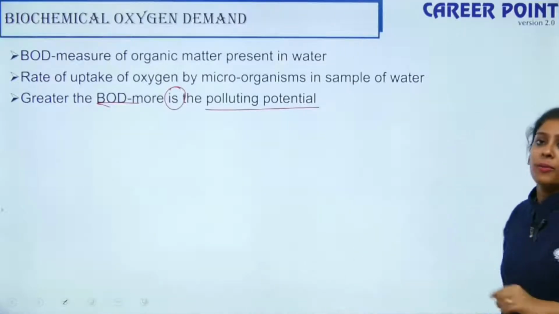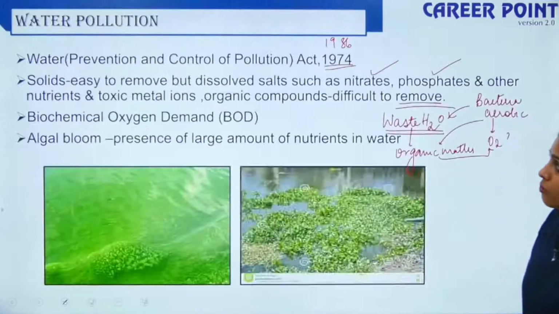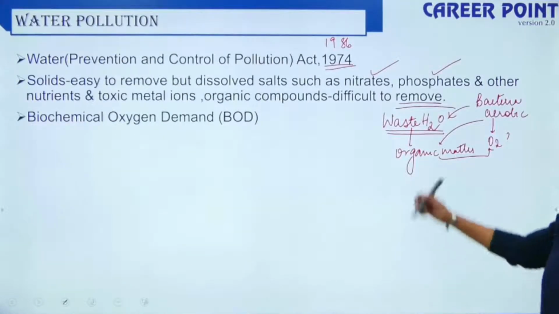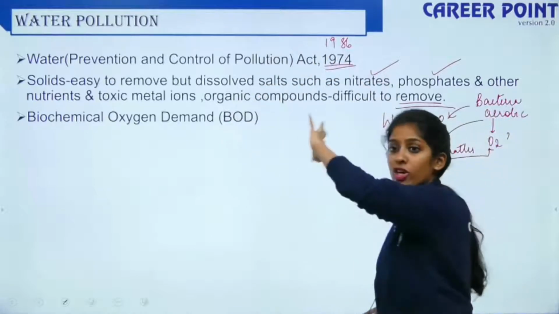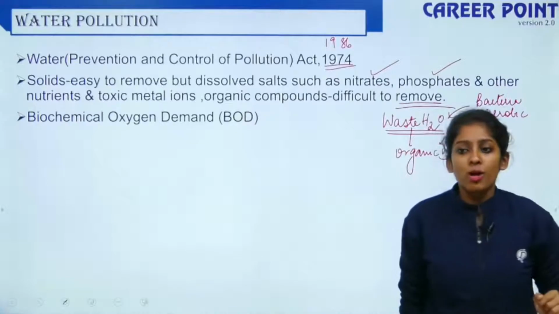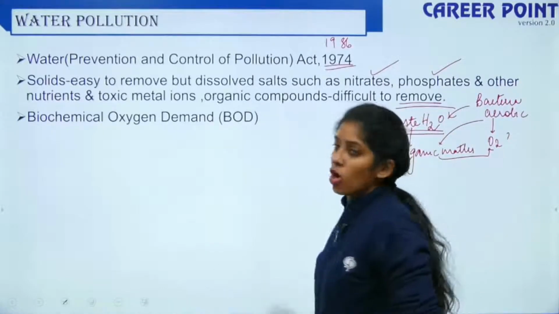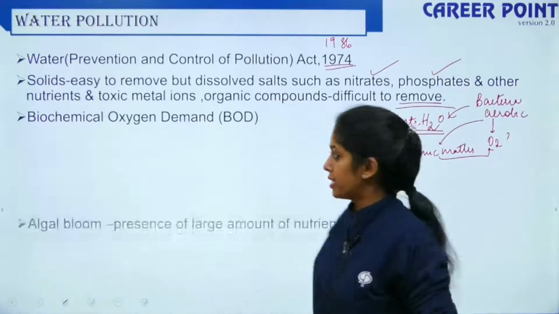Okay. So greater the BOD, more is the polluting potential. All right, so this is about BOD. Among all these things in your polluted water body, only your organic compounds are acted on by your biochemical oxygen demand. What about the other components? How are you going to eliminate them?